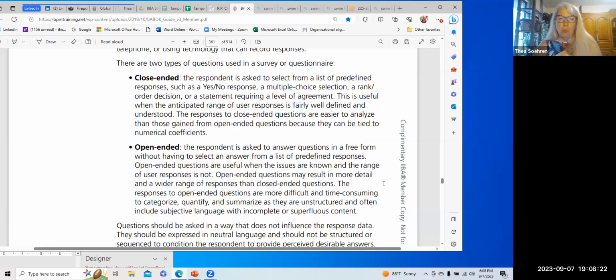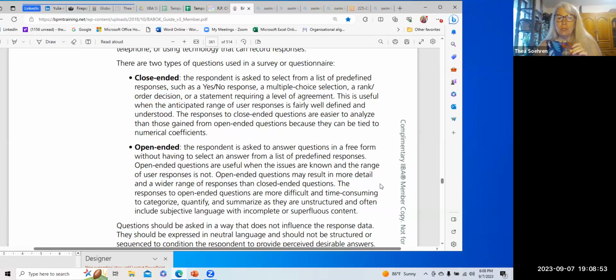Let's talk about what an open-ended question is. It's free form. They don't select an answer from a list. There's no predefined responses. This is useful when the issues are known and the range of user responses are not. We know that there's an issue here, but we don't have any idea what the causes are or what your responses could be. And so instead of limiting you, and then you go, well, my answer's not on that list, we're going to open it up and leave it absolutely open.